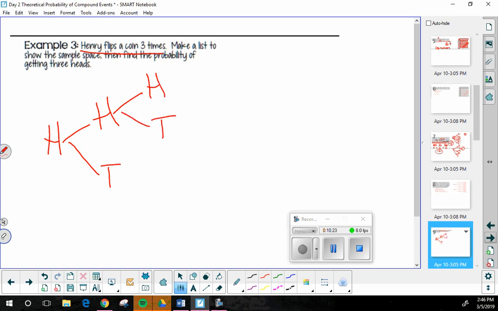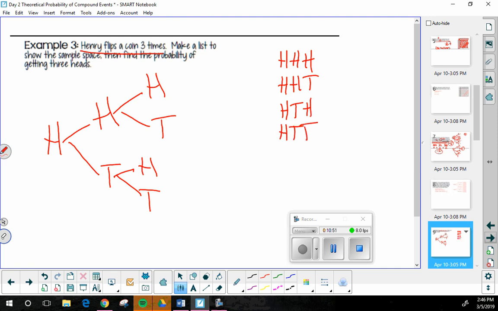Okay. If I go back down the second time and got a tail, and I flip it for the third time, what's the two things that could happen? Heads or tails? Boom. I flipped a coin 3 times. And this says I could get heads, heads, heads, heads, heads, tails, heads, tails, heads, or heads, tails, tails.